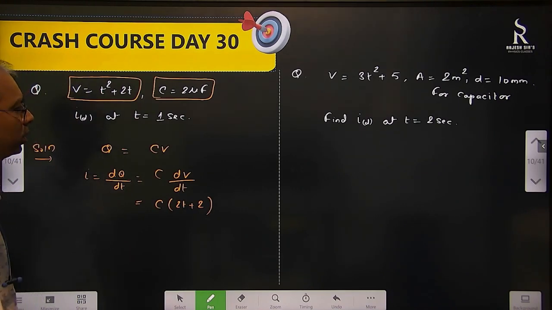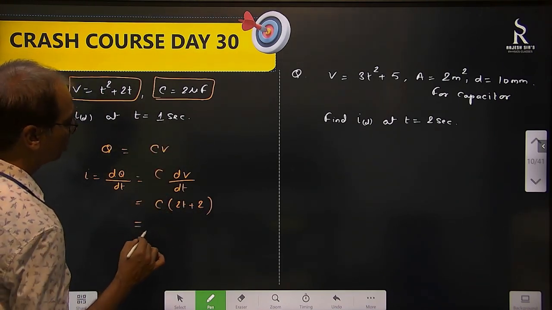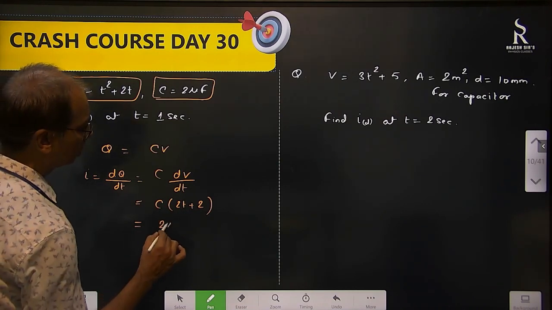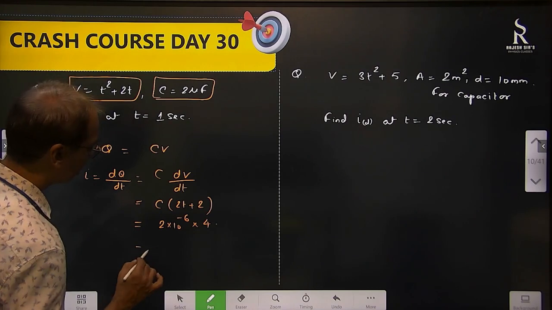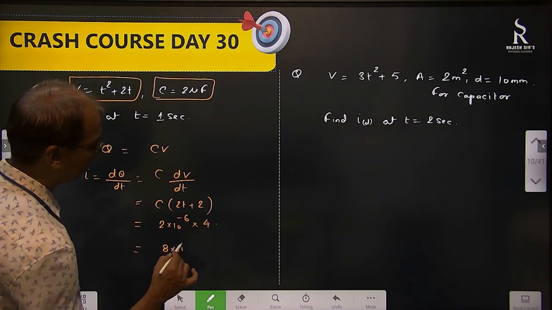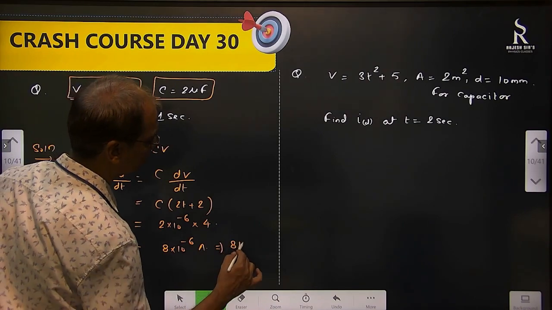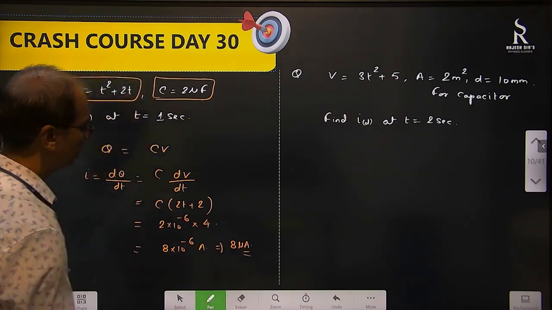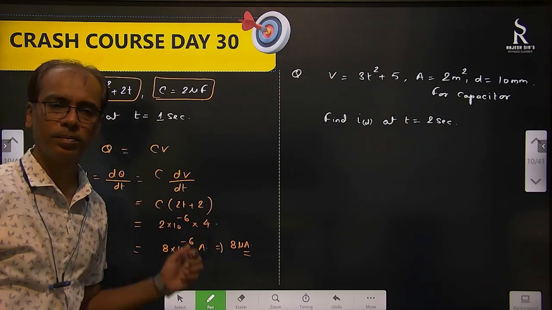Time is also given, 1 second. So 2 into 1 plus 2, that is 4. C into 4: this is 2 into 10 to the power minus 6 into 4. So 8 into 10 to the power minus 6 ampere, or 8 microampere. That will be the displacement current value. What is conduction current? Same.